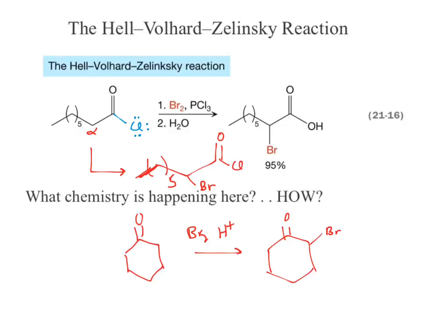We can do the alpha halogenation, but that's not what our product is. How did we get to our product? Step 2, nucleophilic addition and elimination. Why does the water attack the carbonyl carbon and not the position where the bromine is?